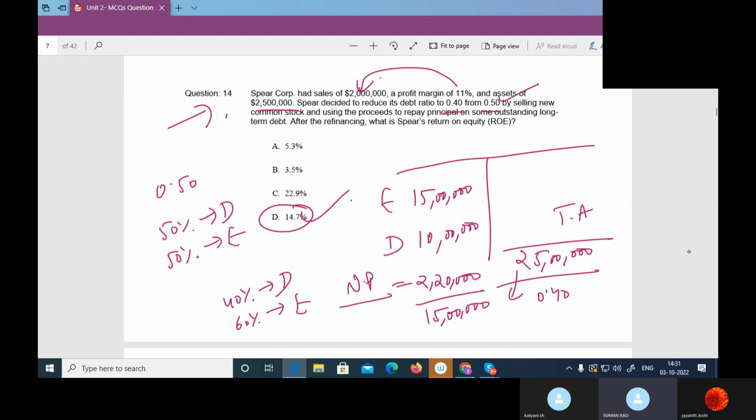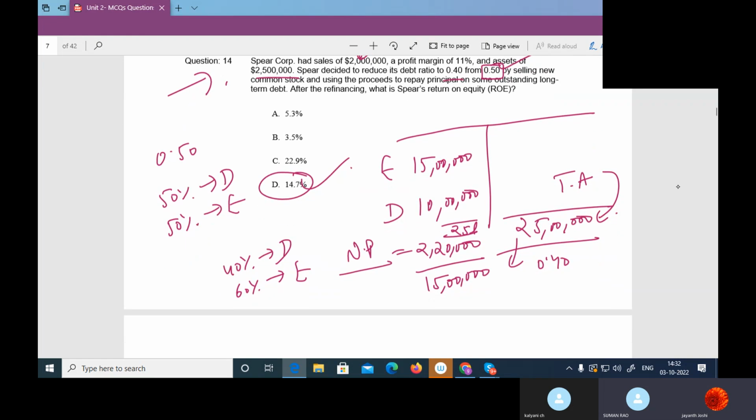I'll repeat it one more time. What I did is I took the total of assets, and total of assets should always be equal to total of liabilities. So this side will also be 25 lakhs. But the condition they have given is that the debt ratio was around 50%, meaning 50% debt and 50% equity. Now they have reduced it from 50 to 40% debt, which means 40% debt and 60% equity. Total of assets should always equal total of liabilities, which is debt plus equity.